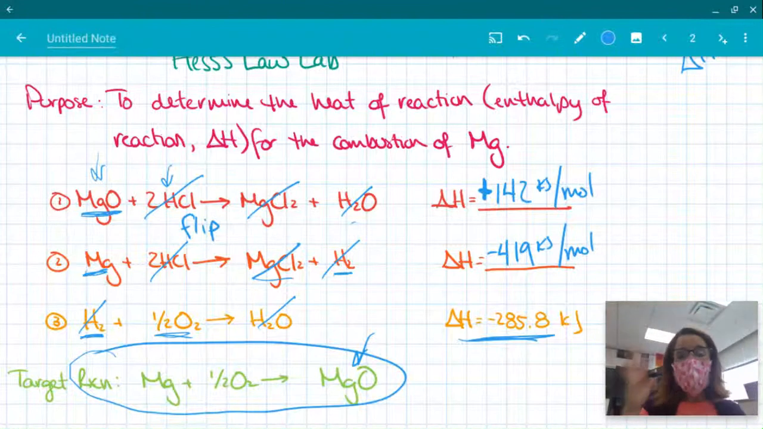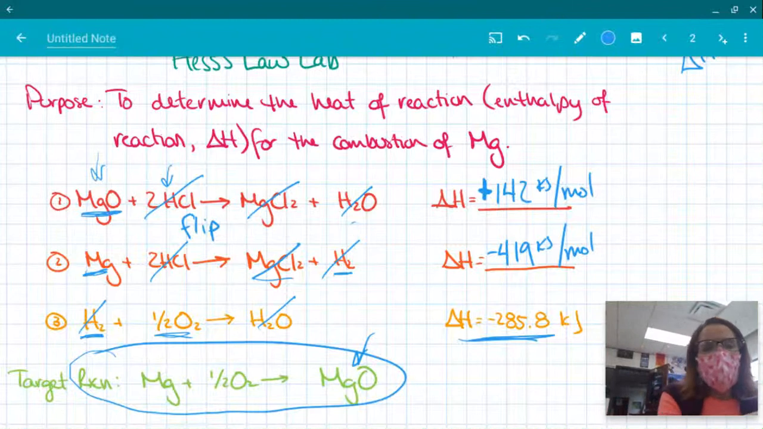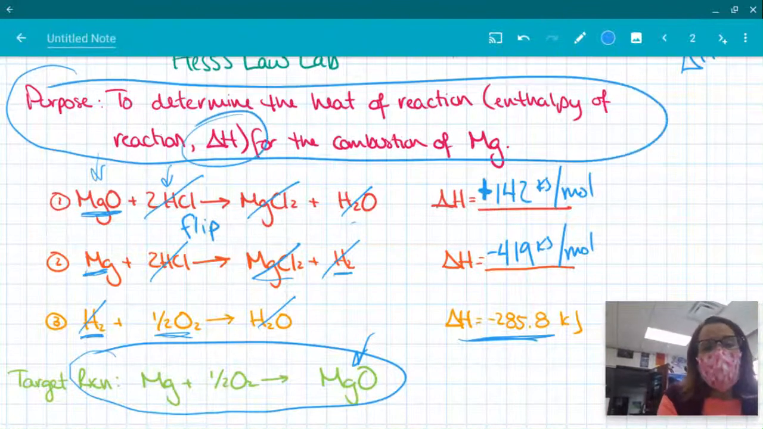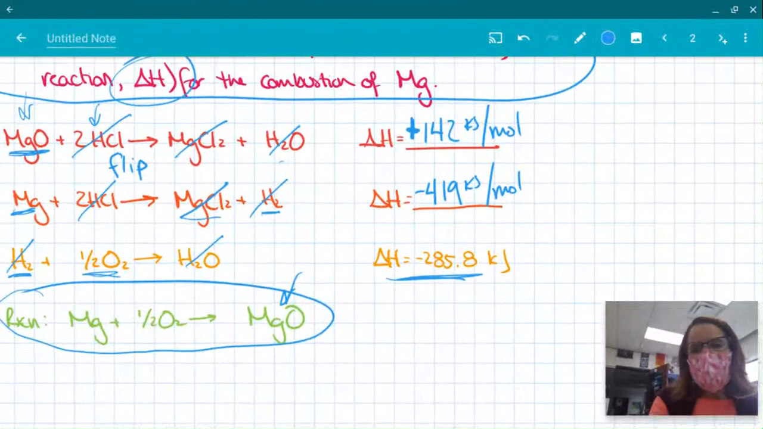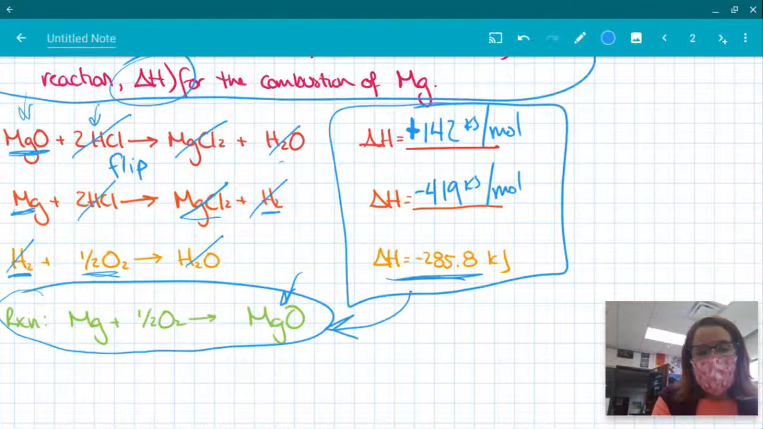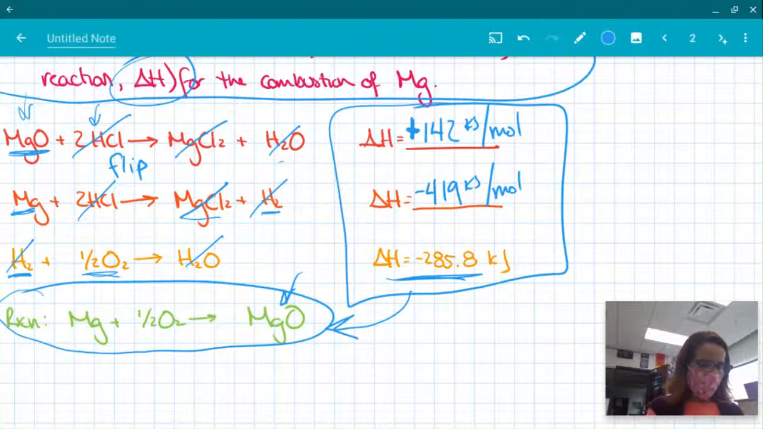Okay, so now we've got our numbers, so now we just need to add up our numbers. Remember that the purpose of this lab was to figure out the delta H for that target reaction. So all we need to do now is add up these three numbers, and that gives us our delta H for the target reaction. Yours is going to be different than mine, and that's not a problem. So let me add mine up and you add yours up. And don't forget to use your negatives because that's going to make a big difference if you forget that.